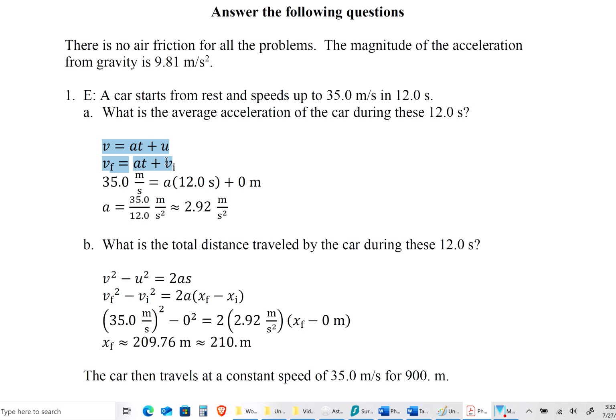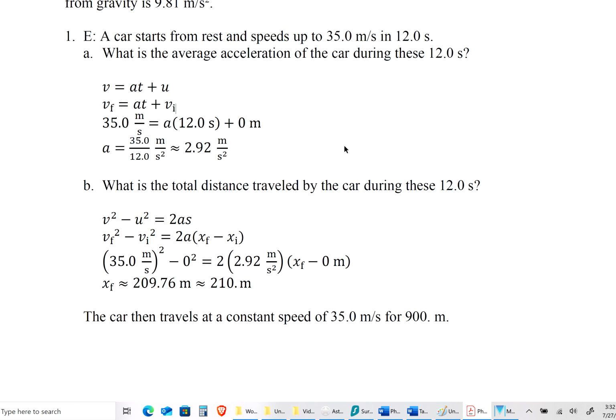So take a look at these two equations. U is initial velocity, V is final velocity, A is acceleration, T is duration of time. Plug in for the variables, we get A is 2.92 meters per second squared. Part B, what is the total distance traveled by the car during these 12 seconds?